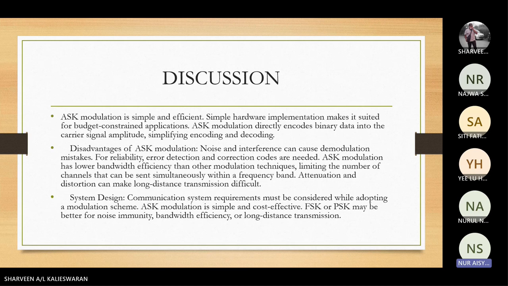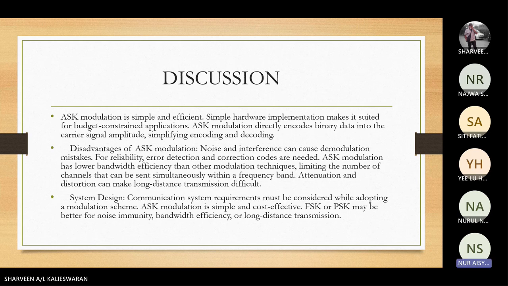And a disadvantage of ASK modulation is that noise and interference can cause demodulation mistakes. For reliability, error detection and correction codes are needed. ASK modulation has lower bandwidth efficiency than other modulation techniques, limiting the number of channels that can be sent simultaneously within a frequency band.